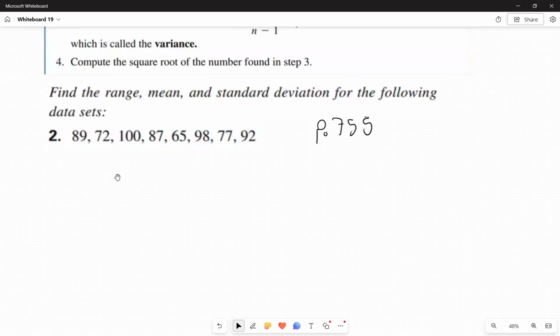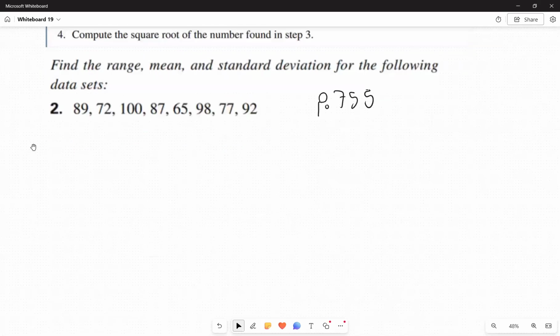So we're going to do example 2 on page 755. We are going to find the range, the mean, and the standard deviation of the data set. We start with the range, and all we need is the largest and the smallest value. We don't need to sort the data in order like we do with the median, but we're still going to do this. We only have a few data values, so it's not very hard to sort the data in order.